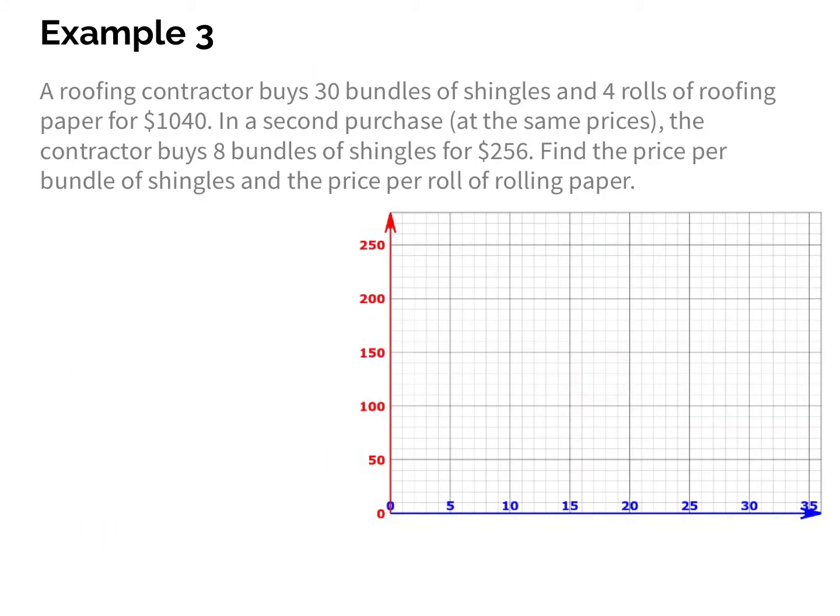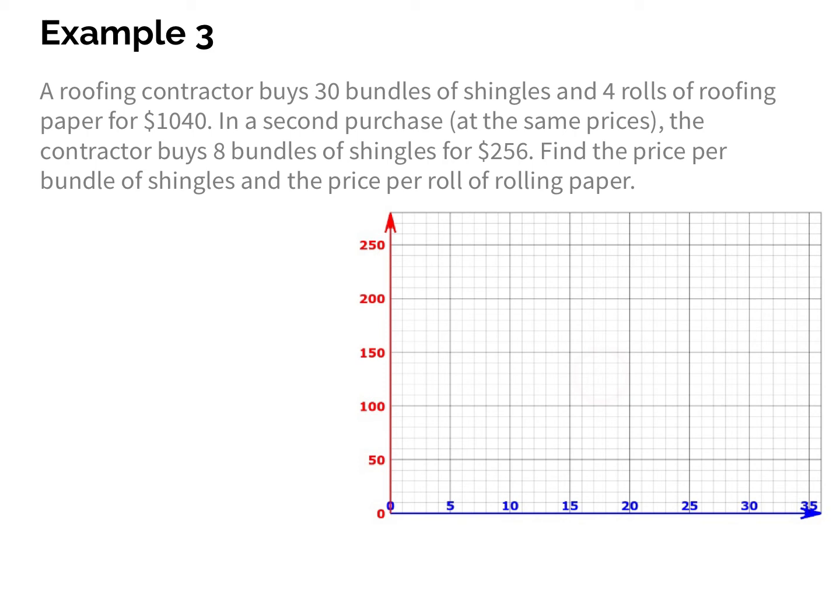All right, this last example we're going to do is just solve a little real-life modeling problem using a system of equations as well as solving it by graphing. Key thing here, the tough part for you guys is going to be writing down the equation. So it says here we have a roofing contractor that buys 30 bundles of shingles and 4 rolls of roofing paper for $1,040. It says in a second purchase at the same price for each, the contractor buys 8 bundles of shingles for $256. So must have run short. And I want to know what's the price for shingles and the roofing paper.